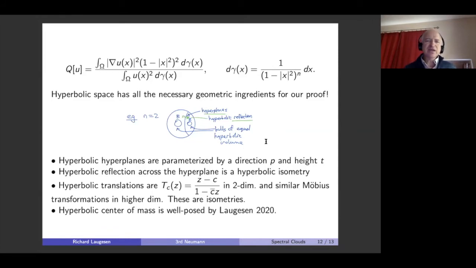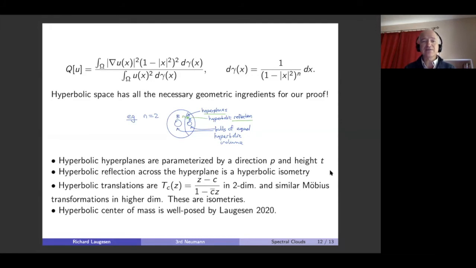So we've got the geometric elements. We need hyperplanes in order to construct our trial functions, and here we have hyperplanes, parameterized again by direction and by height, t, which tells you how far the hyperplane is from the origin in the disk. And the reflection is a hyperbolic isometry. That's important also. All these things that we don't think about in Euclidean space become important in some other geometric context. So the fact that also the translation is an isometry.